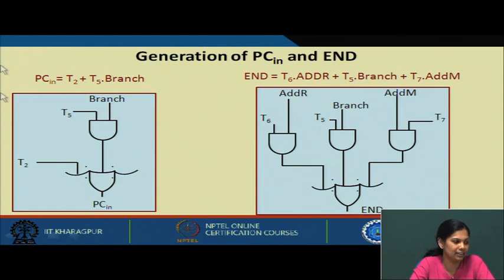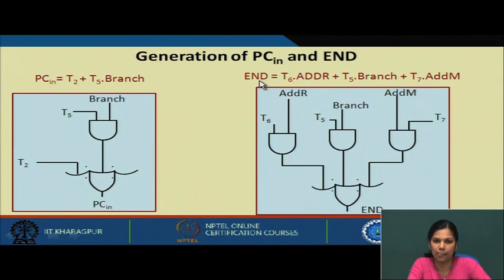So this is an AND: branch and T5, then only PC in will be there. This logic expression can be written in the form of logic gates, where T5 and branch are connected with an AND gate, which is connected to the input of an OR gate. So this expression can be implemented using this logic function.